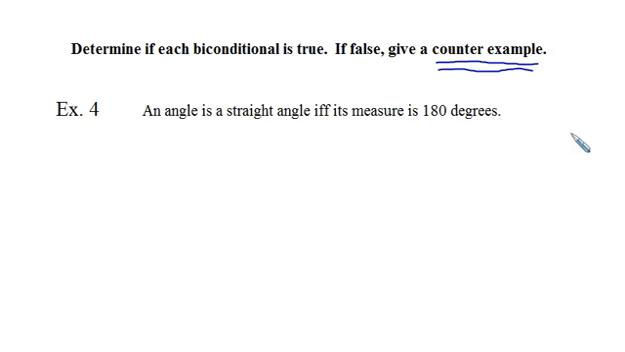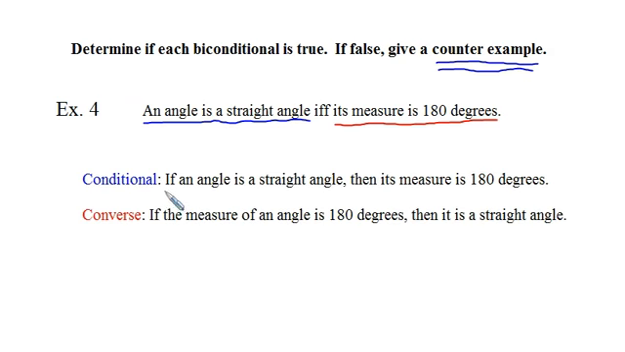So we want to identify the P statement and the Q statement here. The P statement is an angle is a straight angle, and then the Q statement is its measure is 180 degrees. We will then examine two statements: P implies Q and then Q implies P. If both of those are true, then our biconditional will be true.